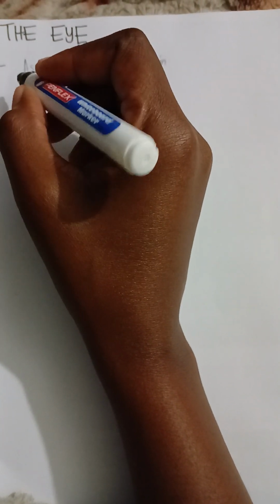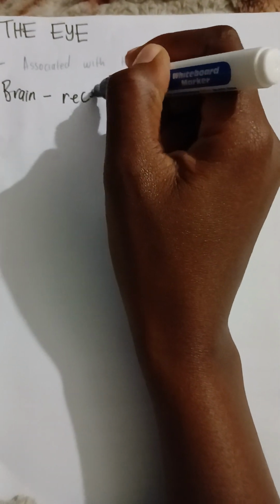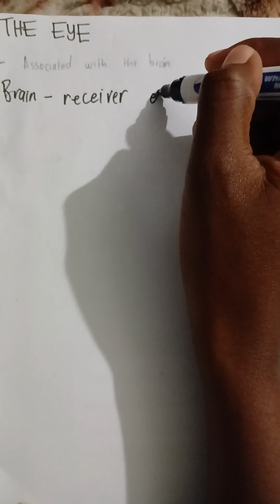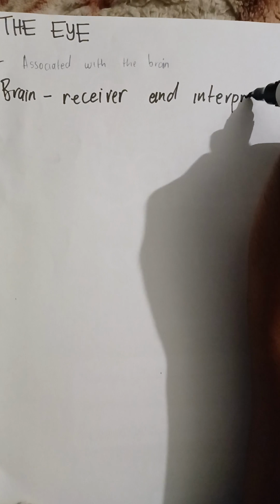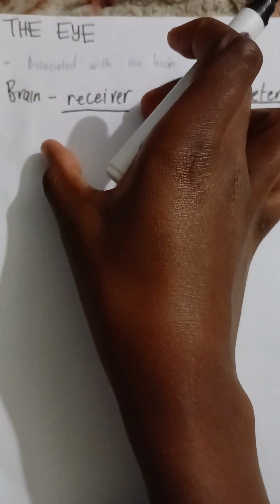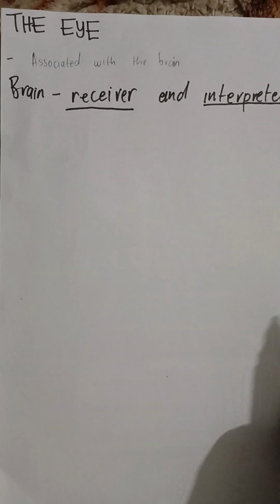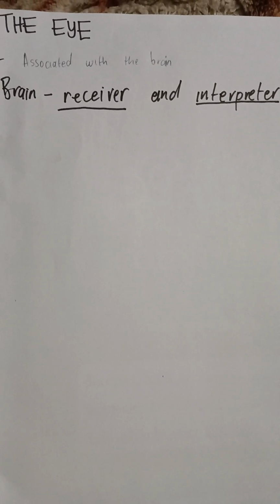The eye is not only associated with the brain, it is an interpreter, so is the brain. We already know the brain to be an interpreter, right? But it is also a receiver because it receives impulses. So the brain is a receiver and interpreter, right? So is the eye. The eye is the interpreter. The eye is the receiver. Before it interprets, it will receive. So when the eye takes the information, it knows that it will take the information further to the brain.